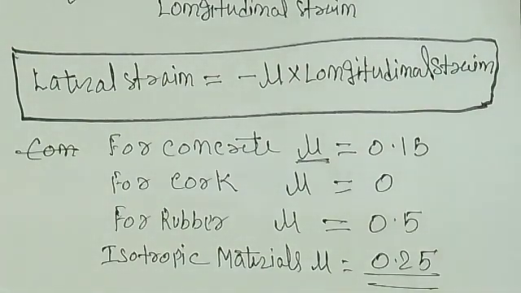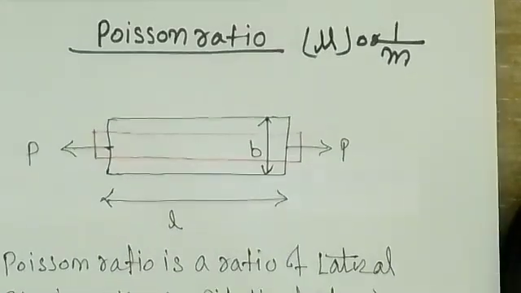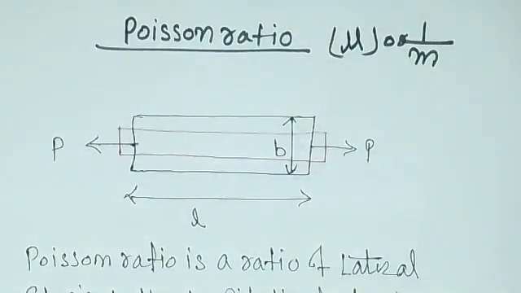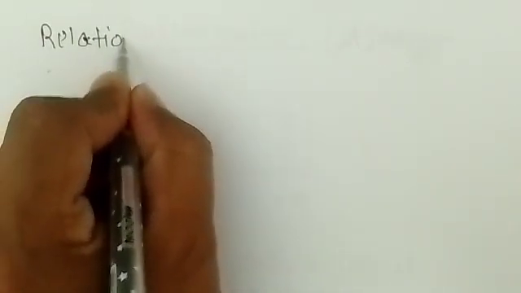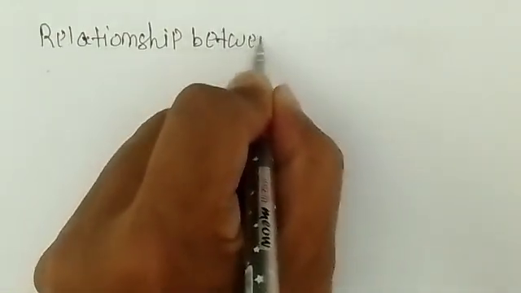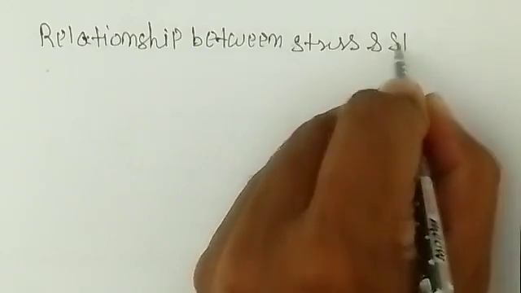Now we will see the stress-strain relation in 2 dimensions and in 3 dimensions. First of all, we will see the relation for 2 dimensions. You can make a subheading: stress-strain relation for a 2 dimension body. Here you can write the relationship between stress and strain.